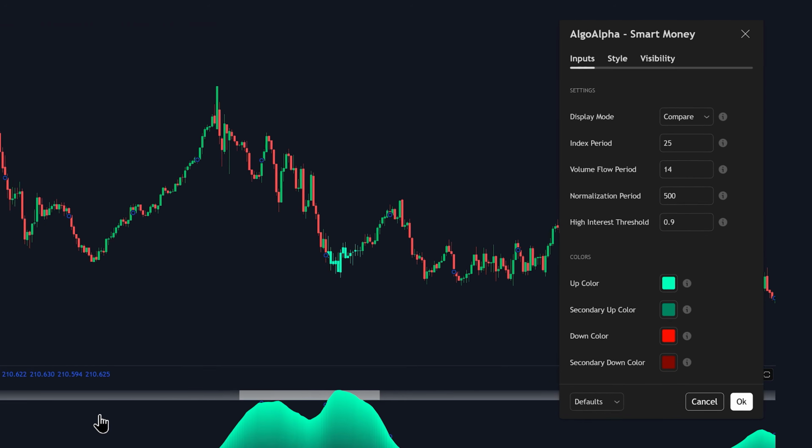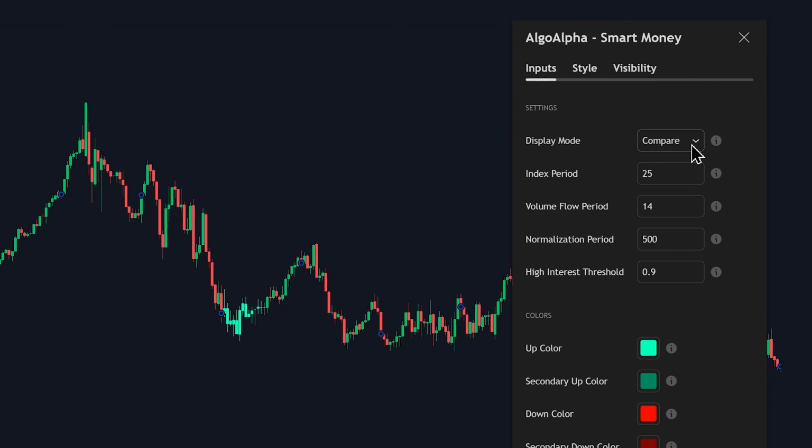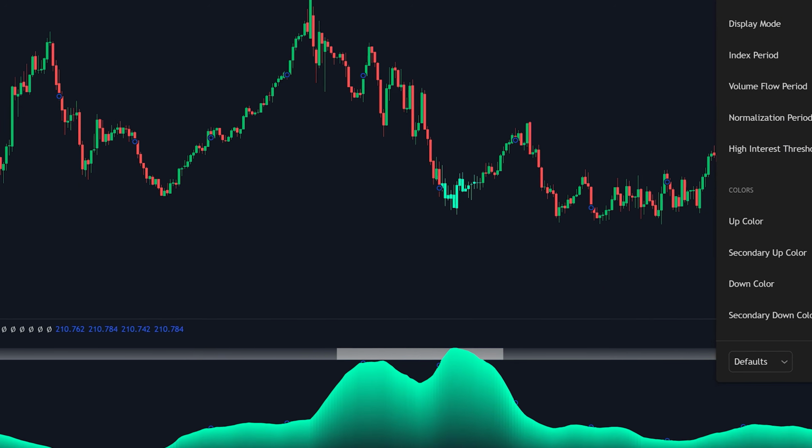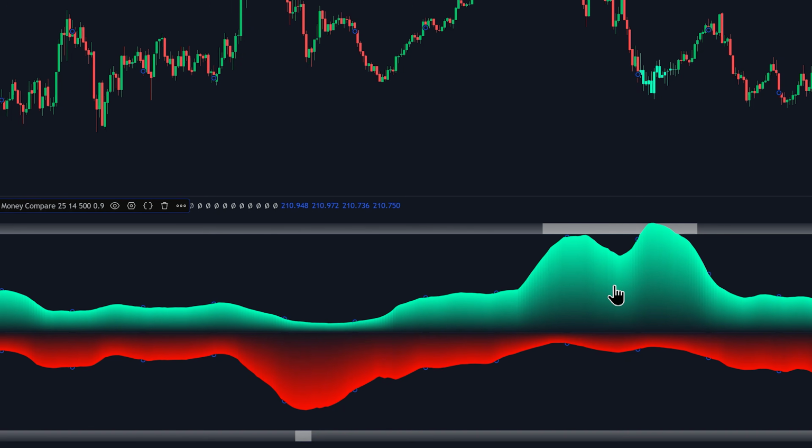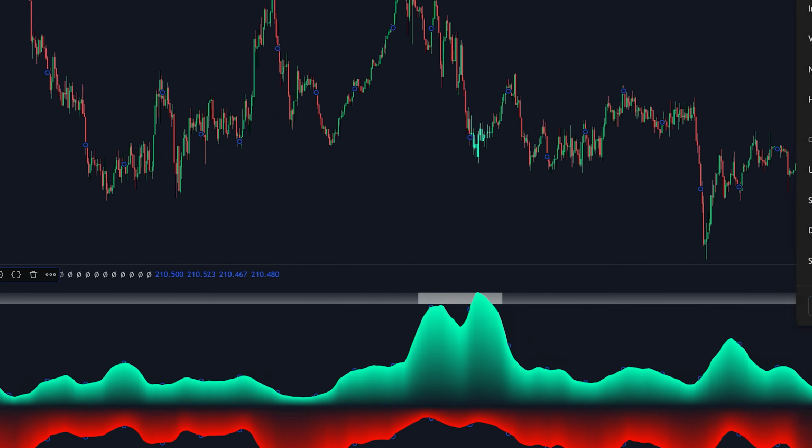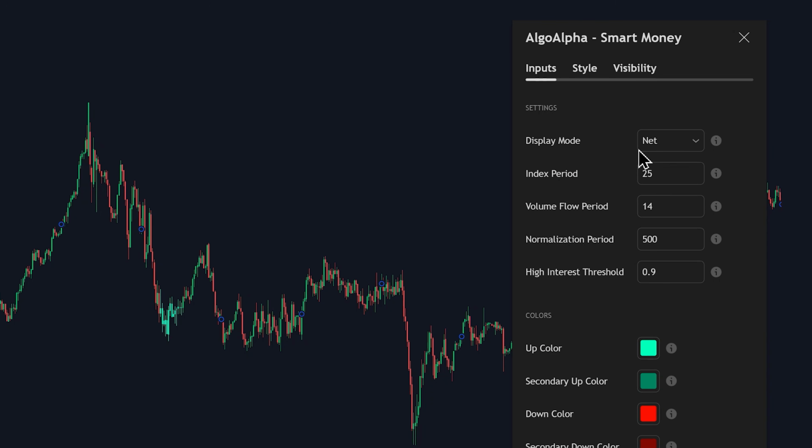The best part is how you can view it. This indicator has two display modes. In compare mode, you get two lines, a green line for buying interest and a red line for selling interest, so you can literally watch which side is dominating. In net mode, it compresses everything into a single oscillator that behaves more like a momentum read.